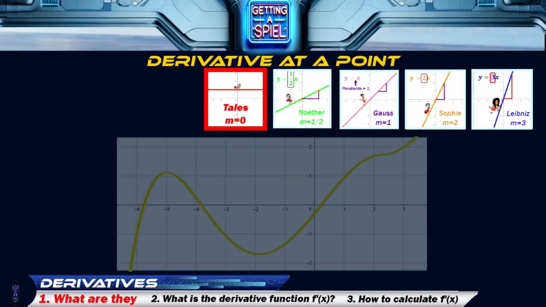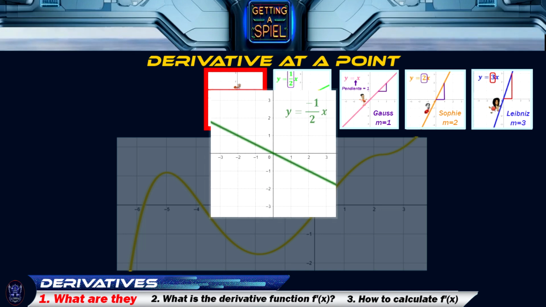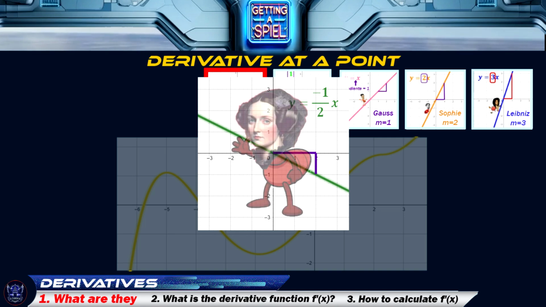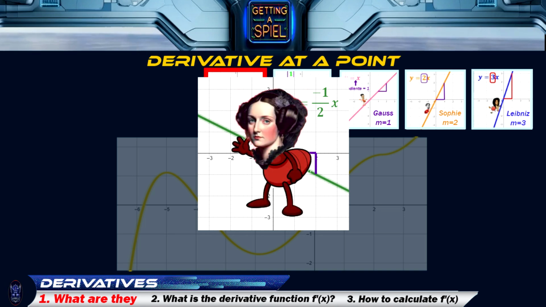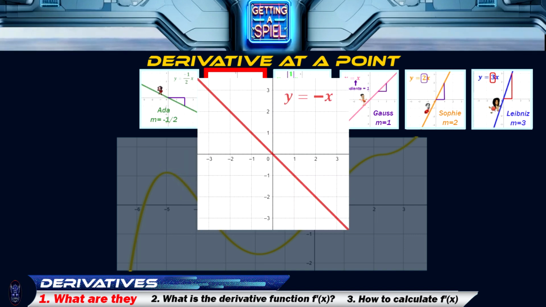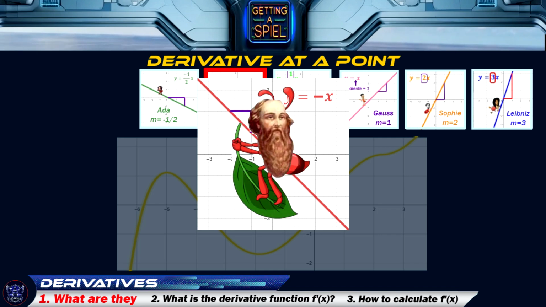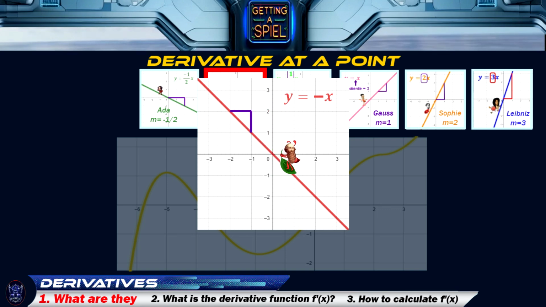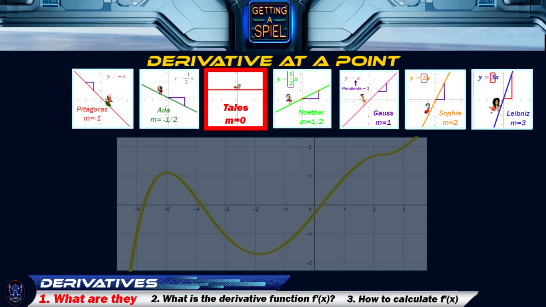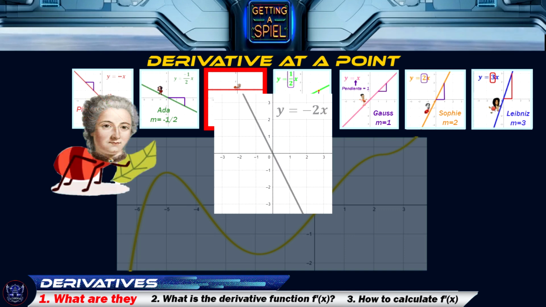But we can also create lines with negative slopes. Here's a line with a slope of -1/2. We move 2 horizontally and go down 1. Let's call this ant Ada. This other one has a slope of -1. We move 1 horizontally and go down 1. You will be Pythagoras. And so on. The more negative the slope, the steeper the line inclines downward. This ant on a slope of -2 will be Emily.